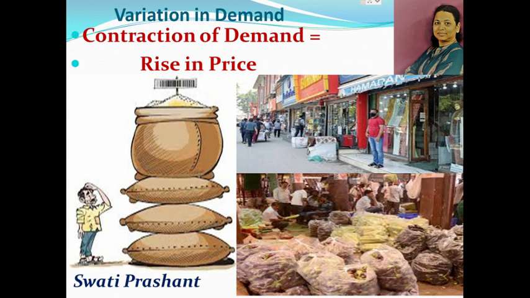Okay, after a rise in the price of your favorite chocolate, you reduce your demand from 5 chocolates to 3 or 2 or 1 units. Now instead of 5 chocolates, we will prefer 3 or 2 or only one chocolate. Why? It is because the prices are increased.